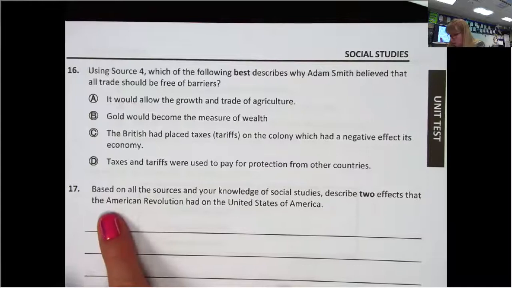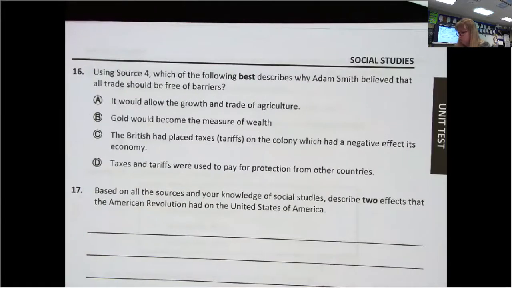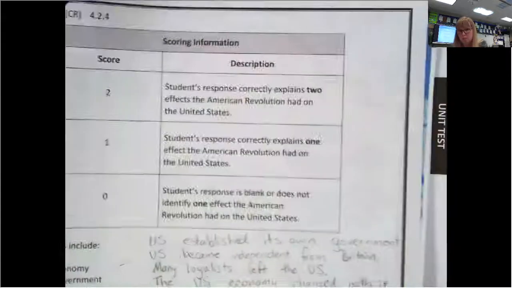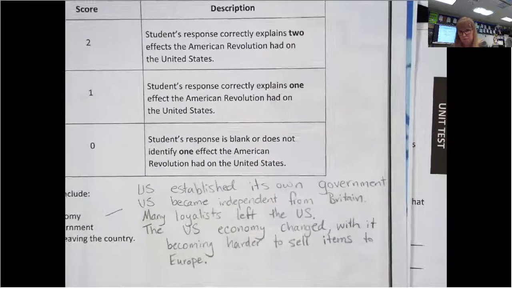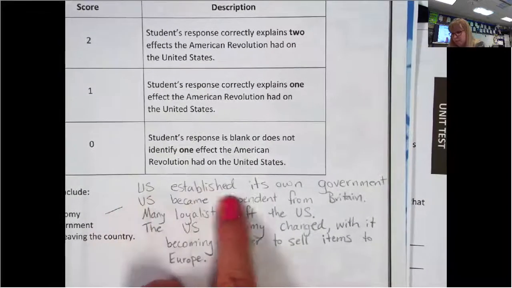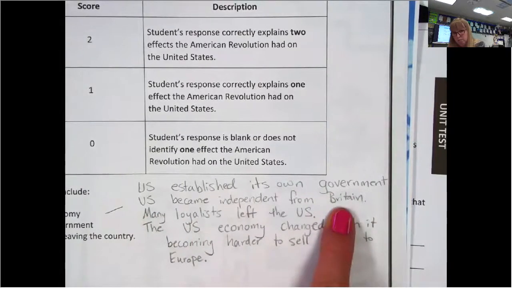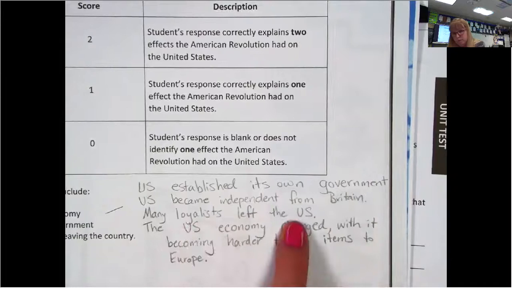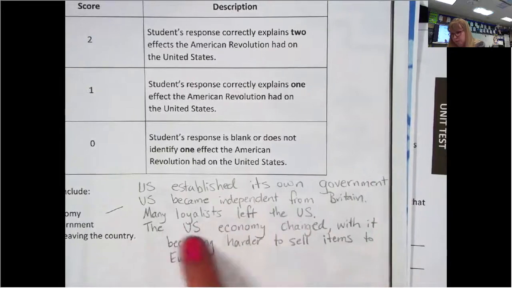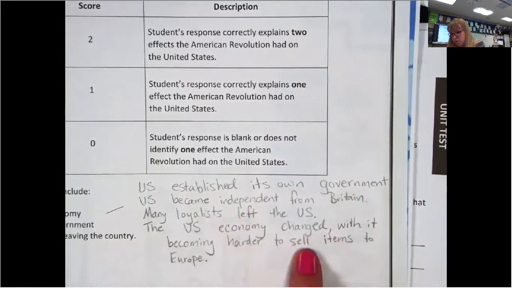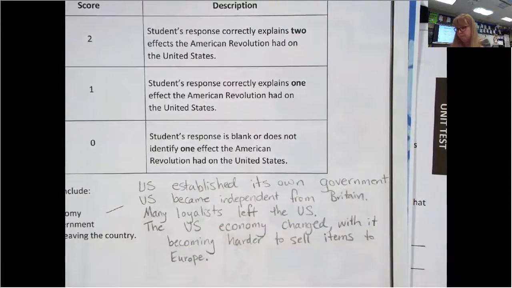17, based on all the sources and your knowledge of social studies, describe 2 effects that the American Revolution had on the United States of America. So this is what I came up with, make my own notes. The U.S. established its own government. The U.S. became independent from Britain. Many loyalists left the U.S. The U.S. economy changed, with it becoming harder to sell items to Europe.